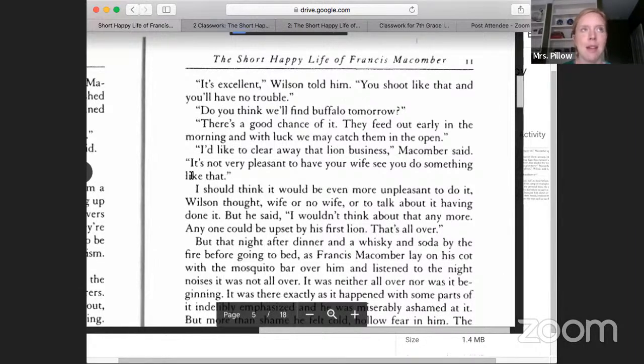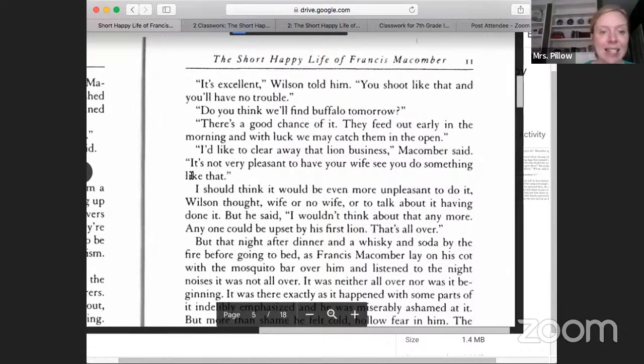Oh, what does that mean? How's Macomber feeling? Gosh, what does he mean? I'd like to clear away that lion business. He doesn't want to remember it.